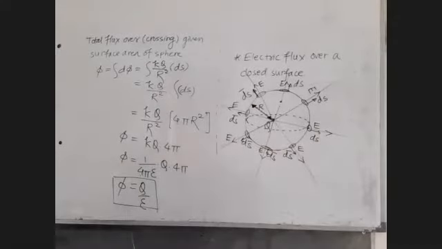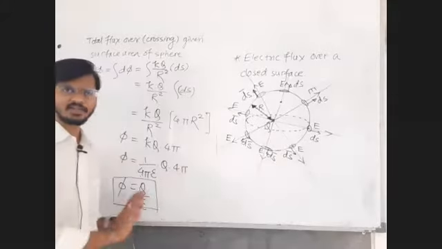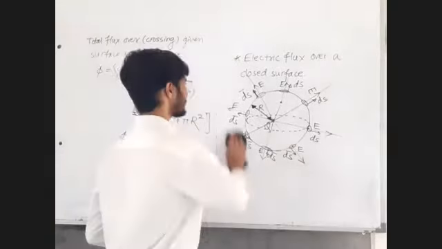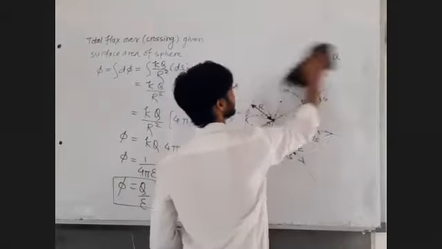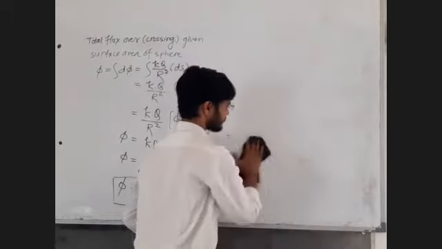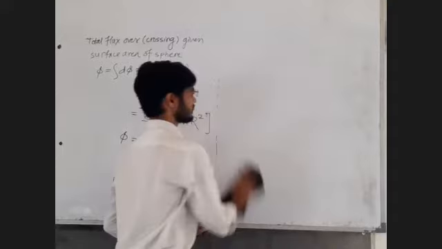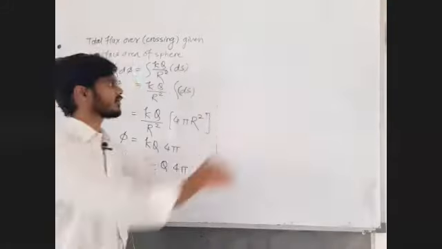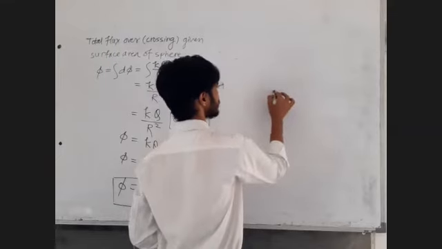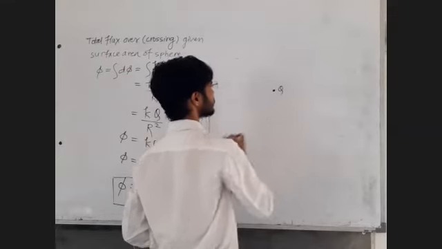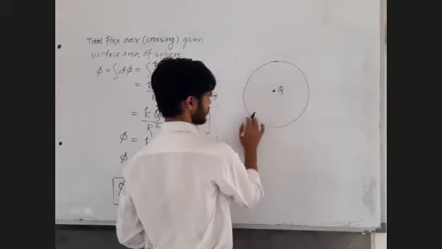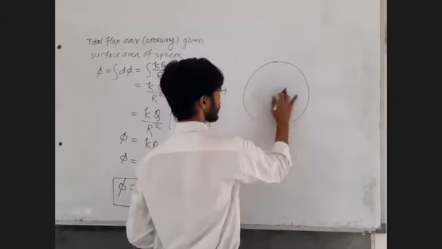Now one interesting thing. Derivation is over. Now one interesting thing. Try to understand. This is very interesting. You also write down. See, this is a charge q, point charge q. And this was the perfect sphere at the center of which this charge q is placed.